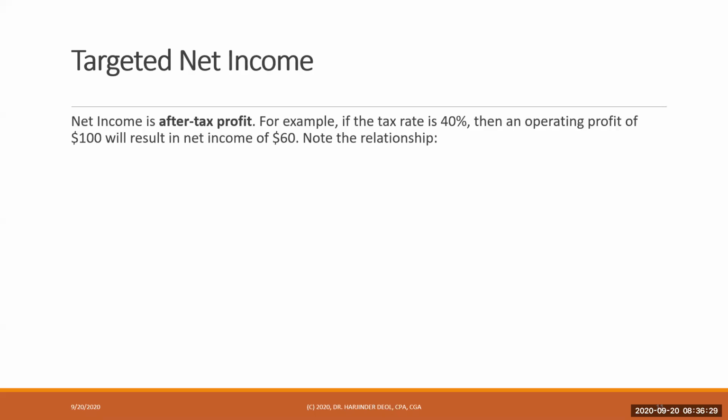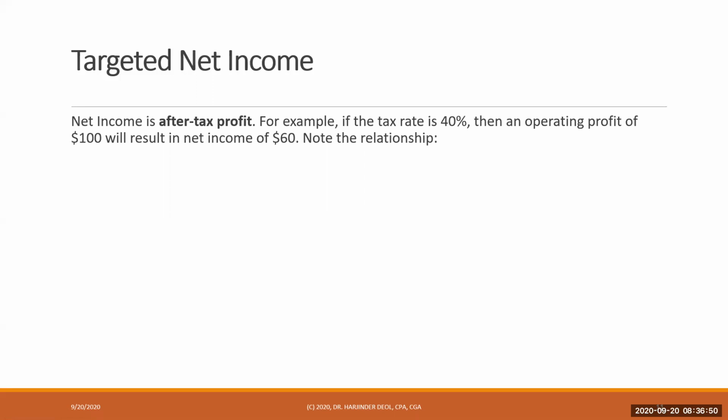Net income, recall, is income after taxes. So if a company has a tax rate of 40%, then its operating profit of $100 will result in income tax of $40, and thus the net income will be $60.